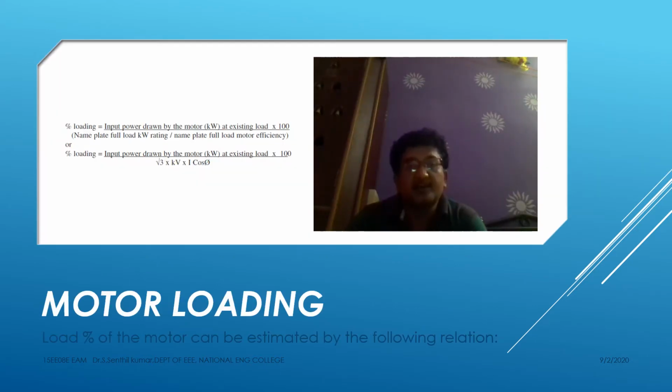Next, regarding the motor loading. Motor loading means the load percentage of the motor, which can be established in the following way. The percentage of loading is calculated as the input power drawn by the motor, in kilowatts, divided by the full load nameplate rating in kilowatts, multiplied by 100. Another formula for the percentage loading is the input power drawn by the motor in kilowatts at the existing load, divided by the rated power input, that is root 3 into kV into current I cos theta. By this also we can calculate the percentage of the motor loading.